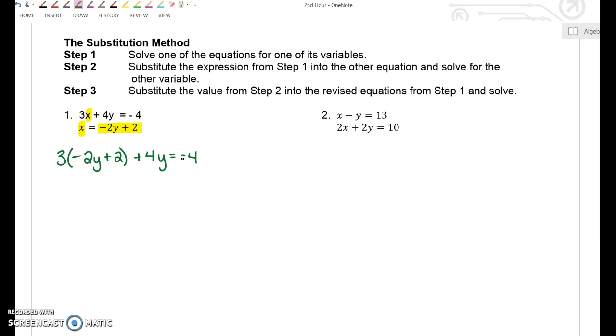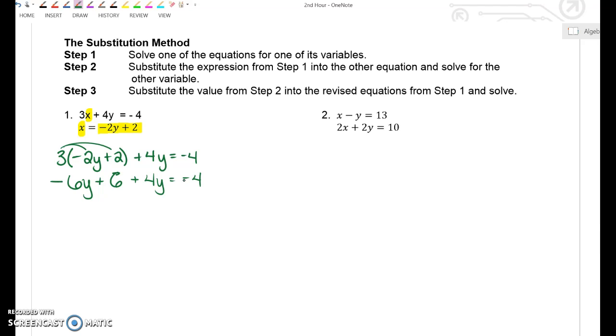You can't solve an equation that has more than one variable in it, so the goal here is to get all of the same variable in one equation so that we can then solve for that variable. What would you do next? Multiply the 3, distribute. So we have negative 6y plus 6 plus 4y equals negative 4.